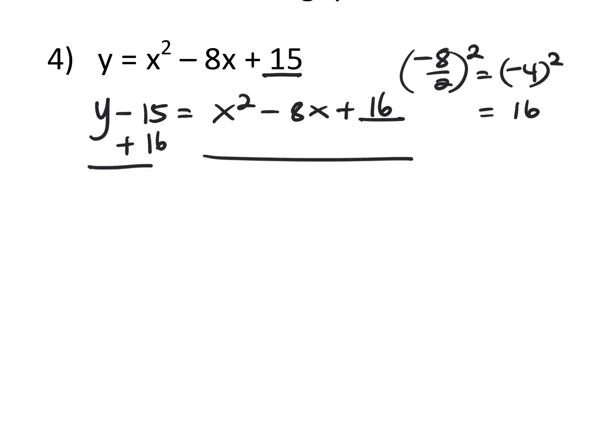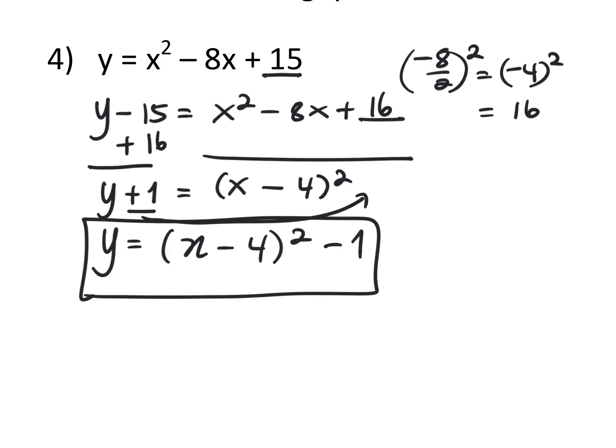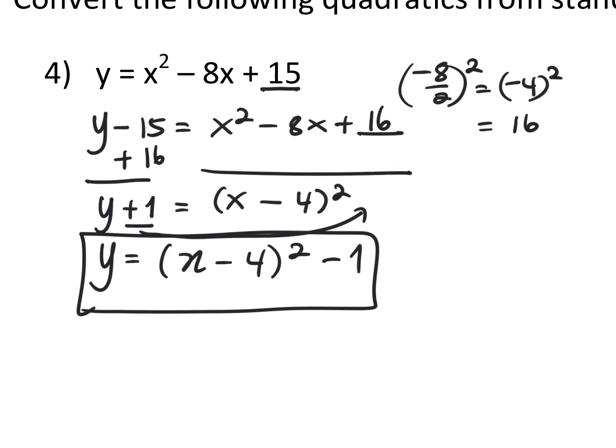Okay. So y minus 15 plus 16 is going to give you y plus 1. Here, let's now put it in its factored form. That's going to be x minus 4. Okay, so let's transfer this again to the other side to have our perfect form in here. So our final answer here now is going to be y equals x minus 4 squared minus 1. So this is the answer to this question in here.